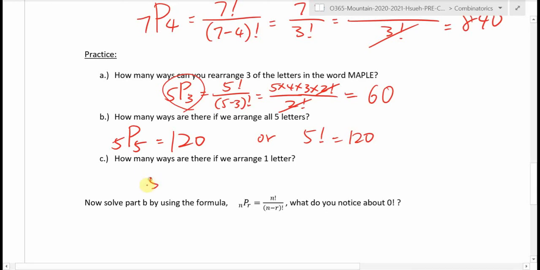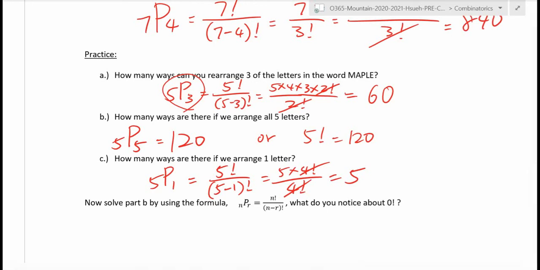Well, that's 5P1, right? We have 5 letters, we're only picking one. This is going to be 5 factorial divided by 5 minus 1 factorial, which is 5 times 4 factorial over 4 factorial, which is 5. Of course, we can just pick one letter each, right? M, A, P, L, E. So 5 ways. Makes sense.